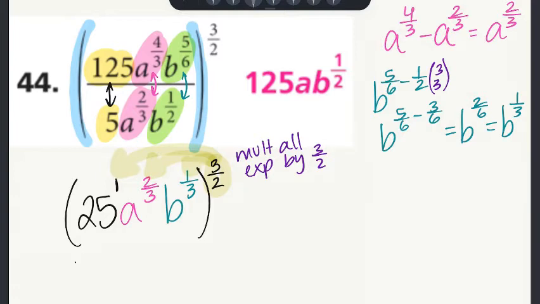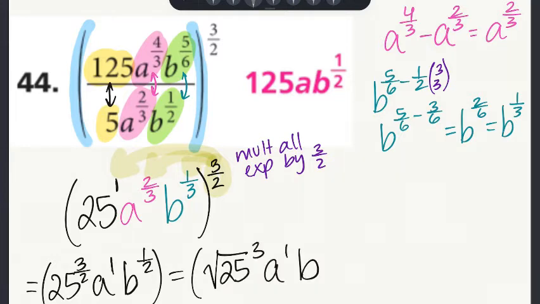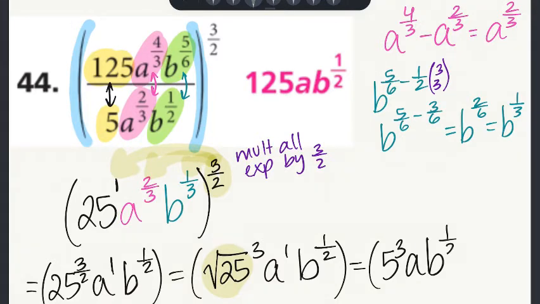I didn't really show how to do it with scrap. I'm just showing you the answers here. So it becomes 25 to the 3 over 2 power, a to the first power, and b to the 1/2 power. And just so you know, the square root of 25 to the third power is the same as what I wrote before. I just converted it to radical. And the square root of 25 is the number 5. So I am going to do 5 to the third power. So we have 5 to the third power, a to the first power, and b to the 1/2 power.